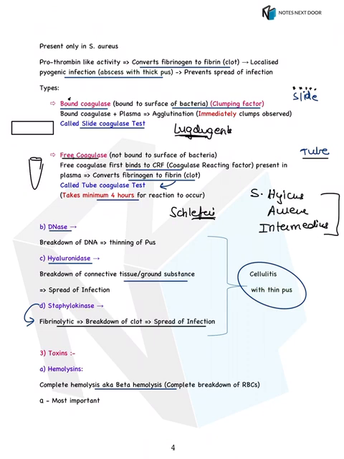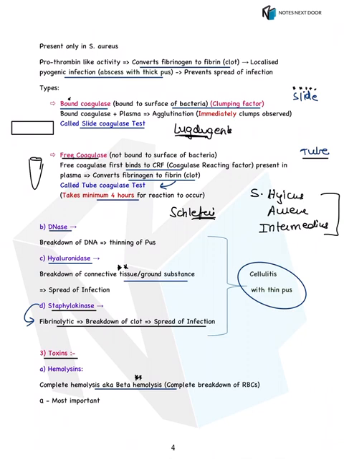Then DNase, as the name indicates, will cause breakdown of DNA. Hyaluronidase will break down the connective tissue. Then Staphylococcus also produces fibrinolysin, which is fibrinolytic. We know that alteplase, reteplase, all the kinases are fibrinolytic. Then coming on to the toxins.